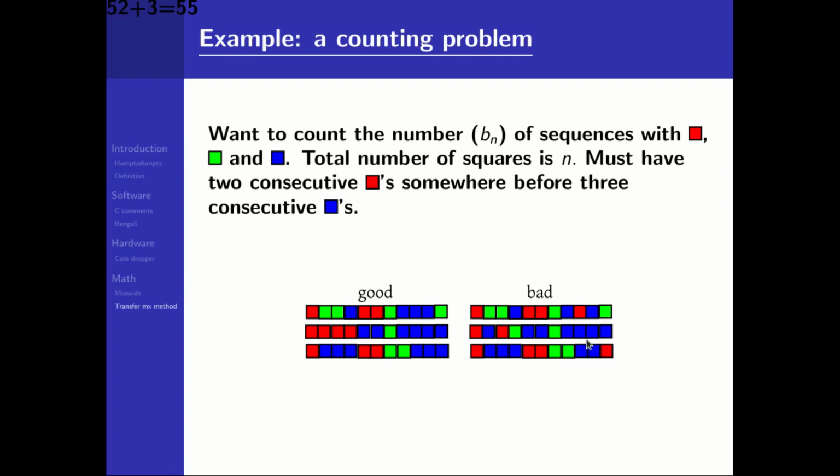Here we do have 3 consecutive blues but we do not have 2 consecutive reds. Here we do have 3 consecutive blues and 2 consecutive reds but they occur in the opposite order. So we want to count all such good things for any given n. Now you may think for some time and convince yourself that there does not seem to be any straightforward way of solving it. Now we are going to demonstrate how to apply a state machine to solve this problem.